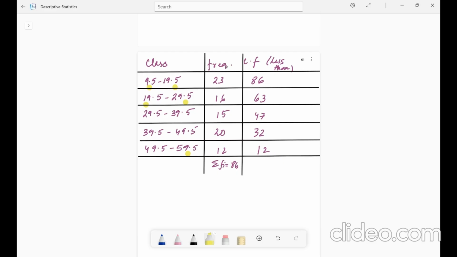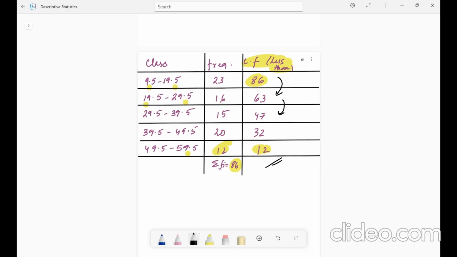Okay, and the frequency is this. Now here we took the less than frequency for the question. See, 86 is the total frequency. So 86 here it is, and 12 and 12 match. So our frequency curve, I mean the cumulative frequency, is right. We have verified it. So how do we calculate this? 86 minus 23, 63, and then 63 minus 16, 47, and so on.